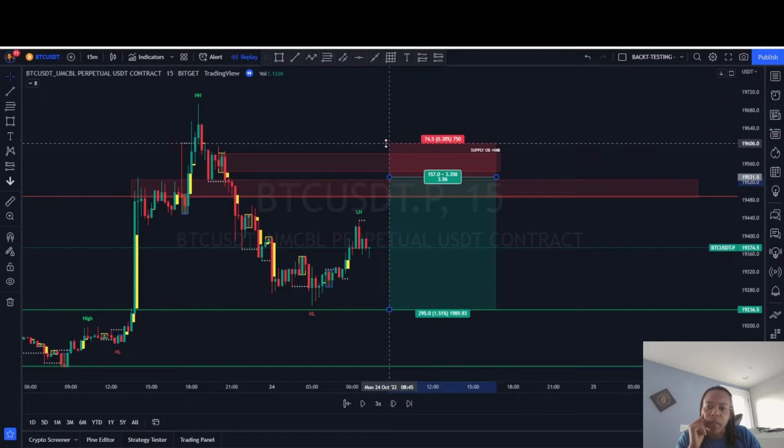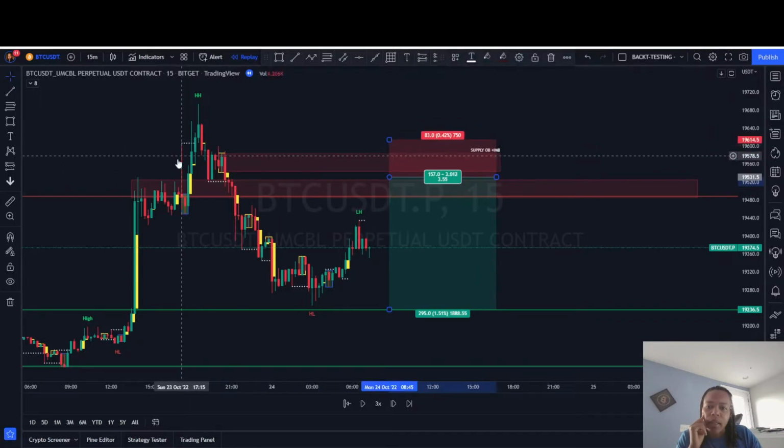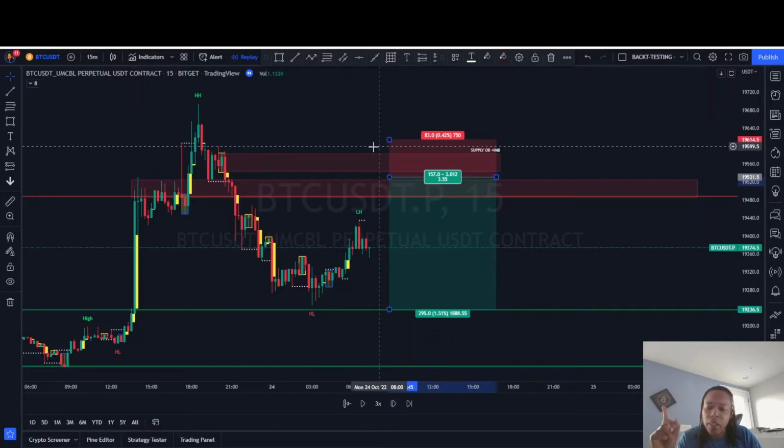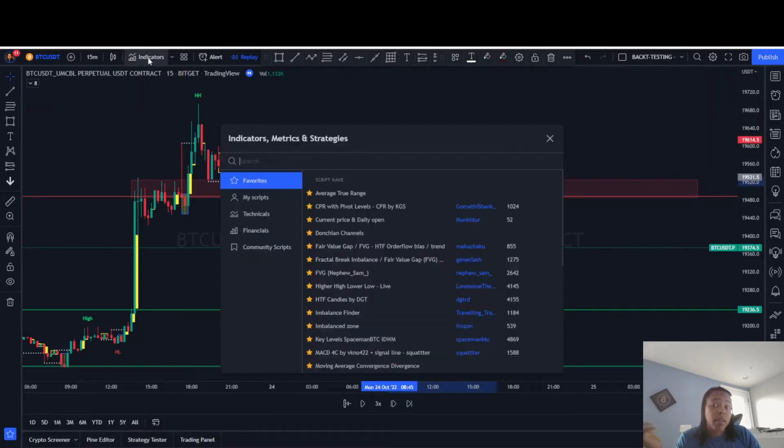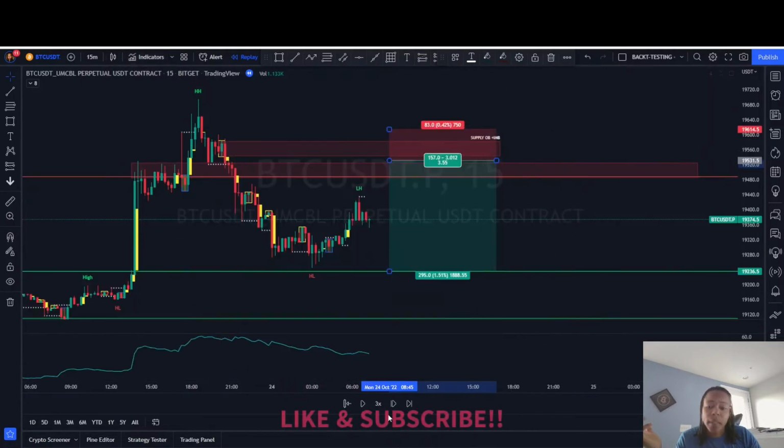So I'm gonna do this above this swing high and then see if I'm gonna get stopped out. Normally I would do ATR. So let's do that. Let's add it in here real quick.